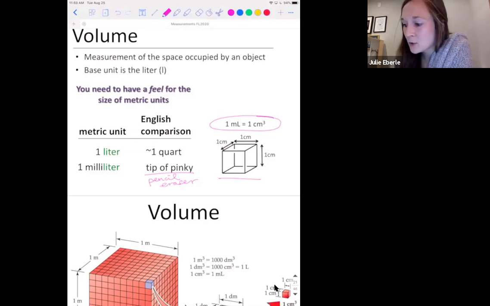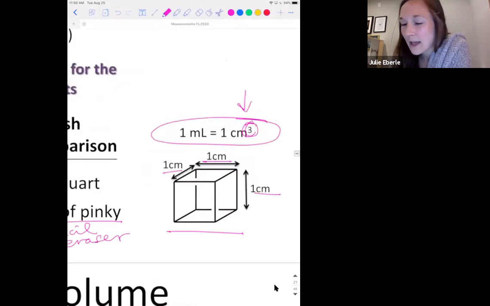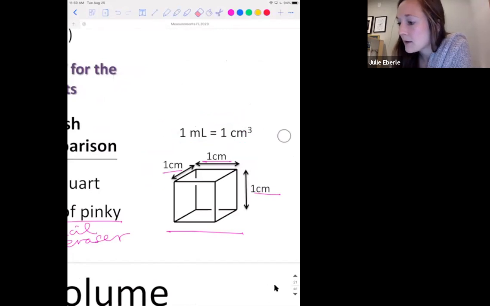So if I have a cube that measures 1 centimeter on each side, I have a cube that is 1 cubic centimeter. Now, the fact that we put this 3 right here as the exponent indicates to us that it is a cubic distance. Milliliter, mL, is the metric unit for volume right here. I want you to know this relationship. 1 milliliter and 1 cubic centimeter, those are about the same. So a cubic centimeter, again, is about the volume of your pencil eraser. 1 milliliter is 1 cubic centimeter.